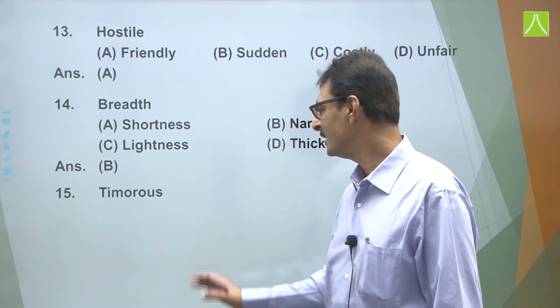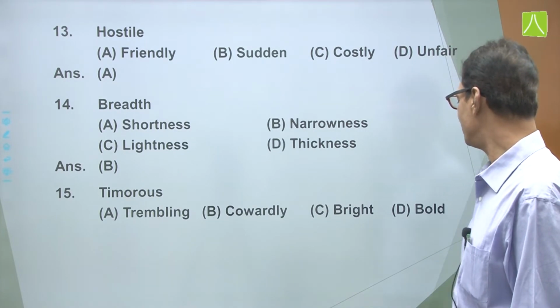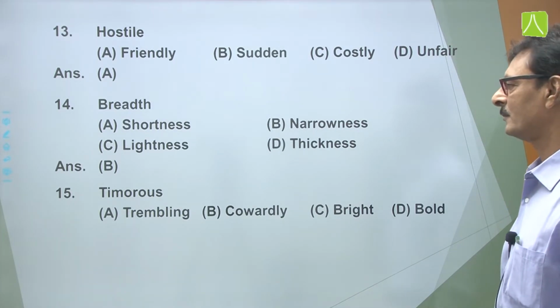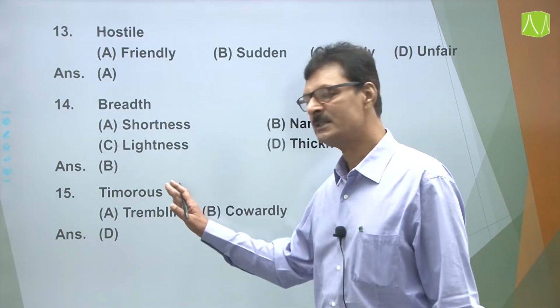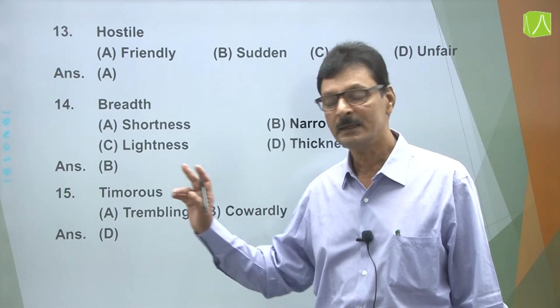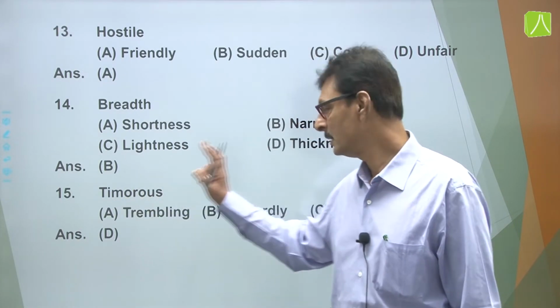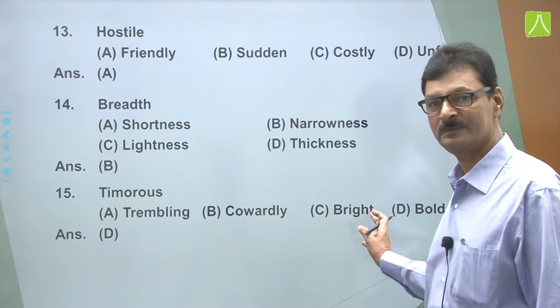Next one, timorous. Options: trembling, cowardly, bright or bold. And its correct answer is bold. Timorous is kamzor, coward, कायर is timorous. Opposite will be bold. Fine.